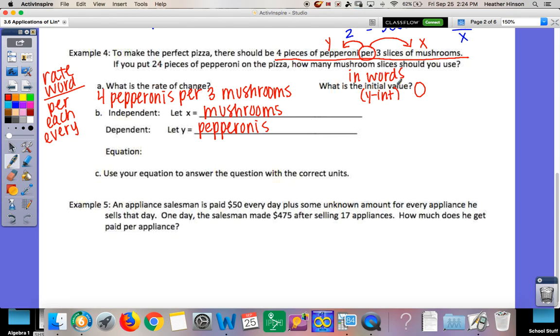So which one is the initial value? Which one is the y-intercept? Well, for that, we're going to look at y. Y is pepperonis, so this is going to be 0 pepperonis.